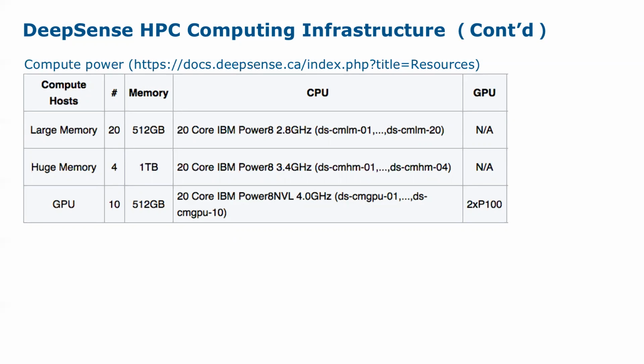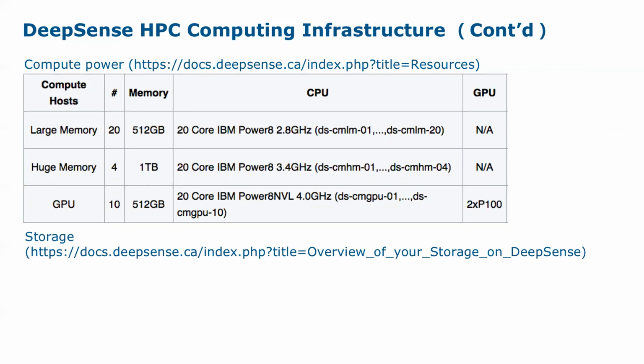They don't have GPU. The third category are GPU machines. We have 10 GPU machines, and each GPU machine has 2 GPU cards. The GPU module we are using are NVIDIA Tesla P100. Each GPU machine has 512 gigabytes of memory and also 20 CPU cores. And they are IBM Power 8 NVL machines.